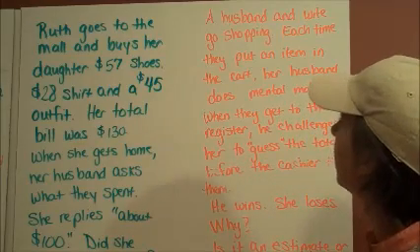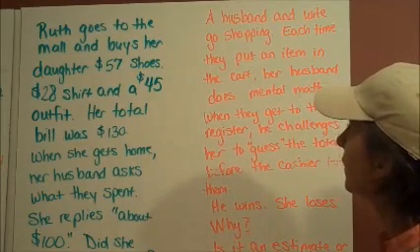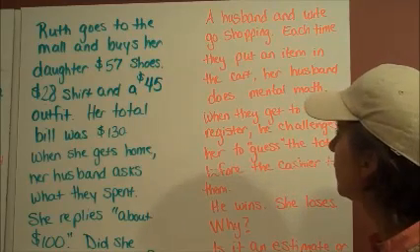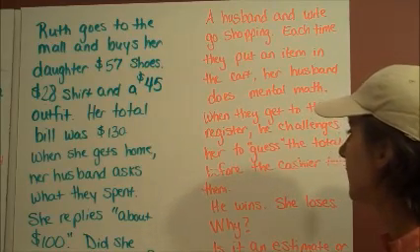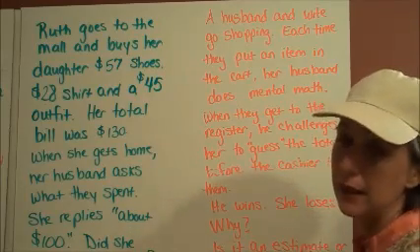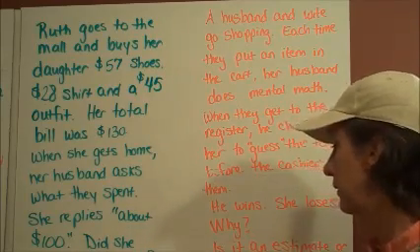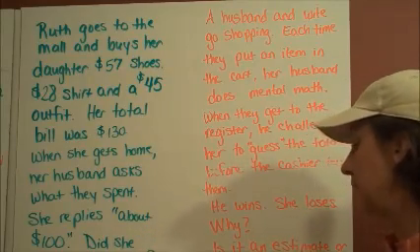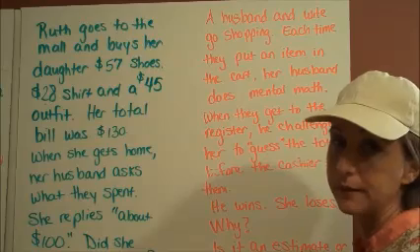A husband and wife go shopping. Each time they put an item in the cart, her husband does some mental math. When they get to the register, he challenges her to guess the total before the cashier tells them what it is. He guesses correctly. She loses. Can you figure out why? Is it an estimate or is it rounding?